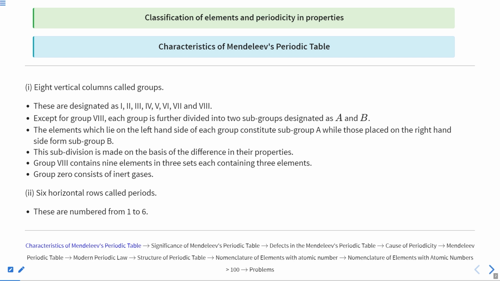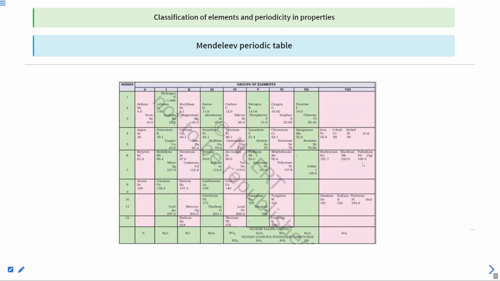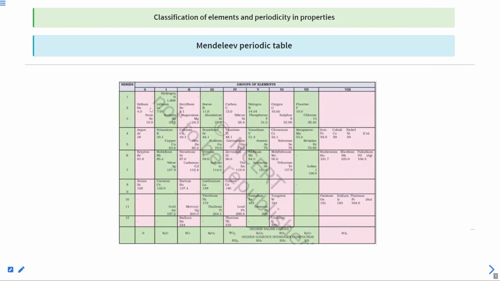Group 8 contains nine elements in 3 series, each containing 3 elements. You can see 1, 2, 3, 1, 2, 3, 1, 2, 3. So 3 elements are present in each triad of group 8. And group 0 consists of inert gases. So these are all the inert gases that we have.